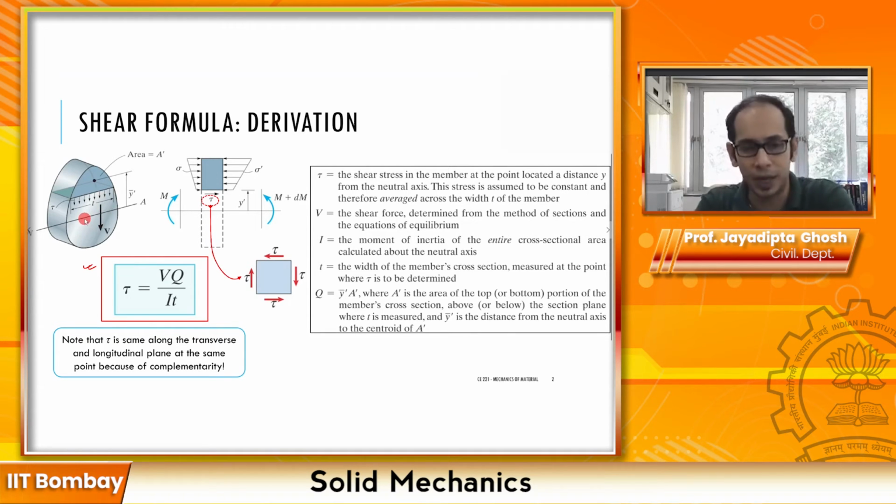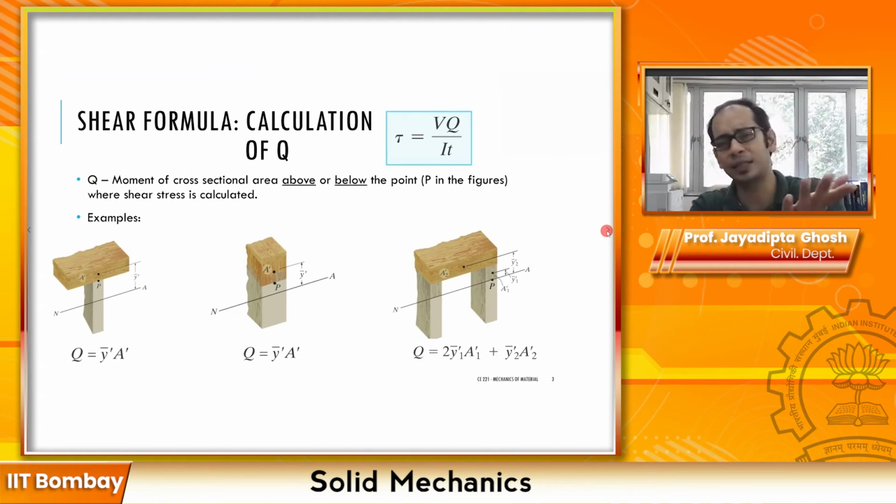Now let's go ahead and look at some of the sections and how to calculate these things. These are some examples for calculating Q, because Q is important, and in some problems taking the bottom part is easier than the top part. So here you see the neutral axis of a beam, and suppose you are calculating the shear at the point P. So to calculate Q over here, how will we calculate? This is above the point P, which means you're calculating this area of cross section that you see.